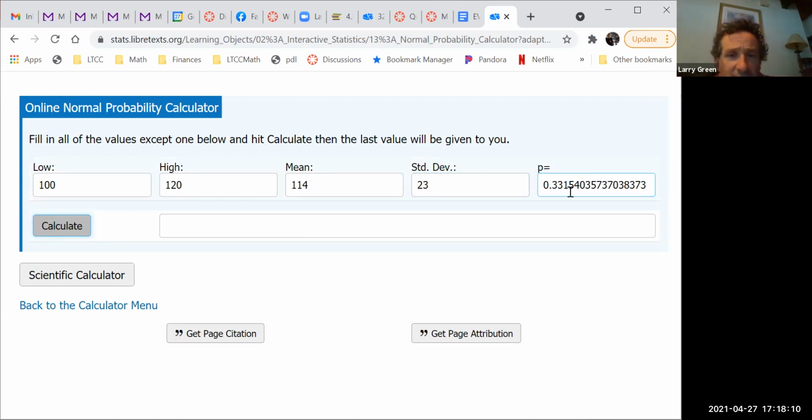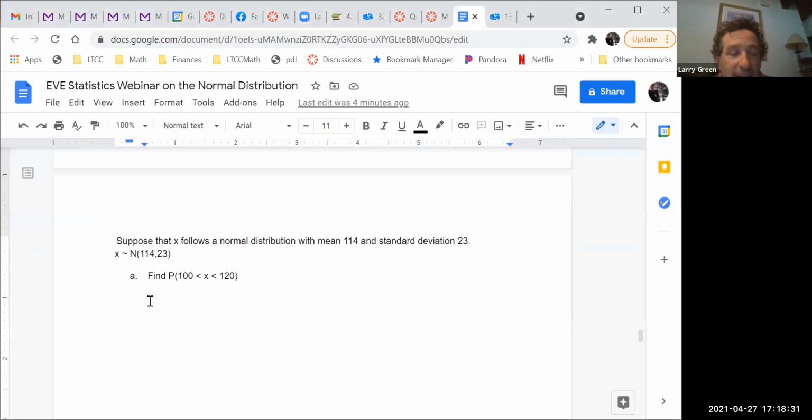Any questions on this? Was this hard or was this easy? What do you think? Okay, easy for now. I don't think it gets much harder, actually, just a few little details. So the answer is 0.33. All right, let's look at the next one.